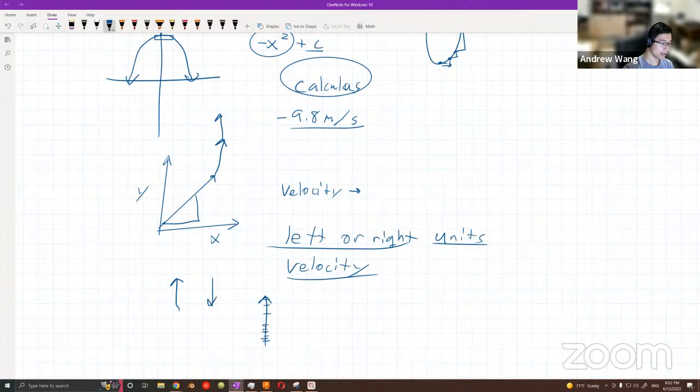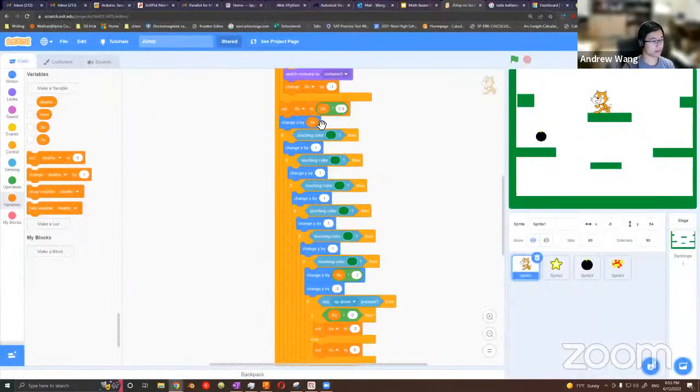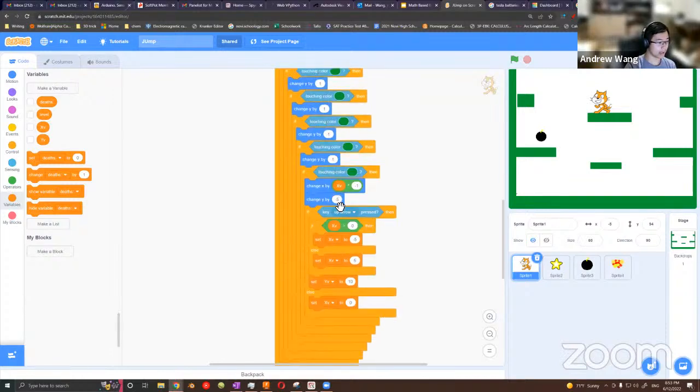On the way down, it starts out slow, and then speeds up as you get closer and closer to the ground. It's just gaining velocity. So we need to program in acceleration as well. And you guys can see that over here by my change X by this certain amount, change Y by a certain amount. And you can see over here, I change it.